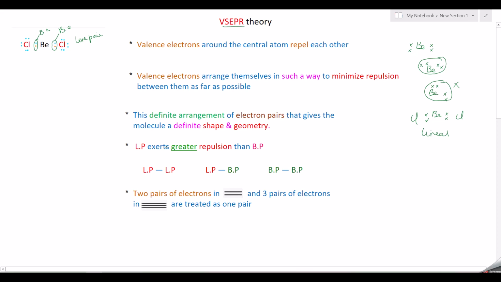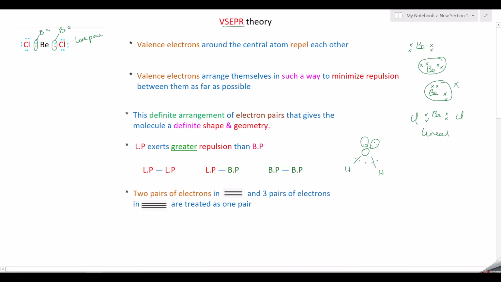The next one: the lone pair exerts a greater repulsion than a bond pair. So here when you take water, you have it like this, and each bond represents a pair of electrons, which are called bonding pairs. And this oxygen, which is the central atom, has two lone pairs of electrons which are not involved in bonding. They will remain as lone pairs. So the central atom has two lone pairs of electrons and two bond pairs of electrons. When these lone pairs interact with each other, they will repel each other.